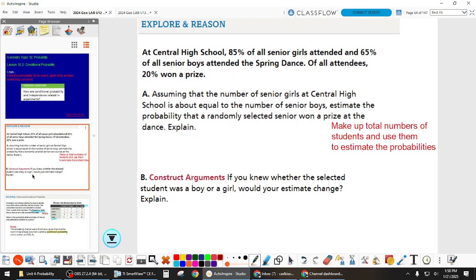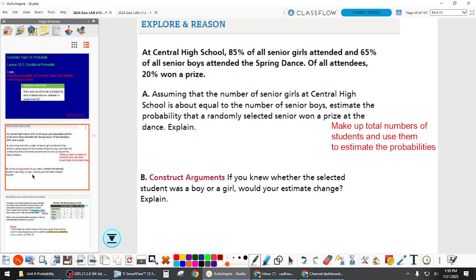Based on this, does knowing the gender of the student affect knowing whether they won a prize? Do you hear me asking a dependence question, like, does it matter or not? Okay? So start thinking that way. I'm going to point out that there are more girls than there are boys. So does that change whether they won a prize or not? Or, sorry, whether we know if they did or not?